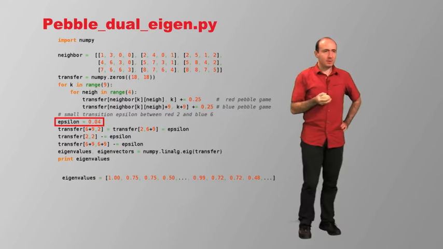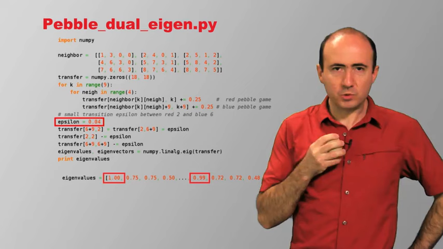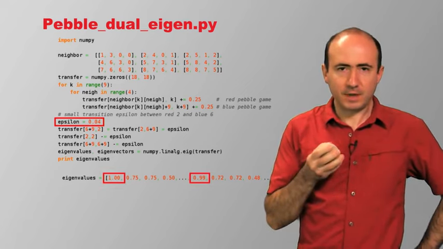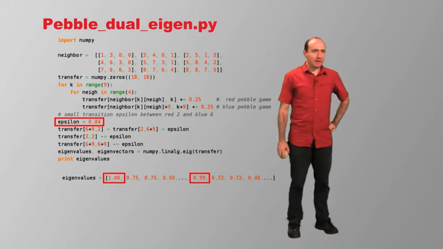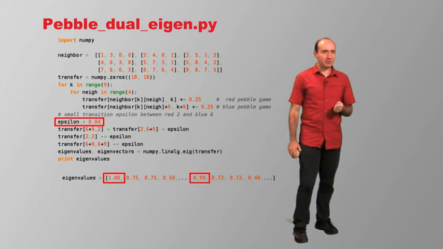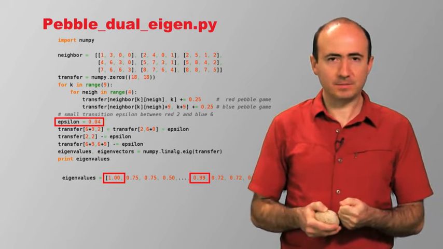This small probability can also be observed in the transfer matrix in the program pebble_dual_eigen.py, where it allows us to recover a unique eigenvector of eigenvalue 1, that is to say, a unique steady state. We realize we must have a unique eigenvector of eigenvalue 1, ensuring that the matrix is irreducible. In fact, this is not enough. We need a second condition ensuring that the probability converges to the steady state in the large time limit.